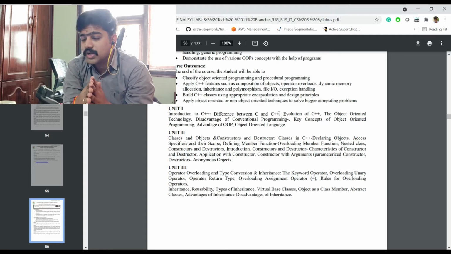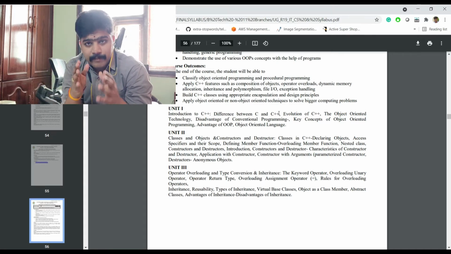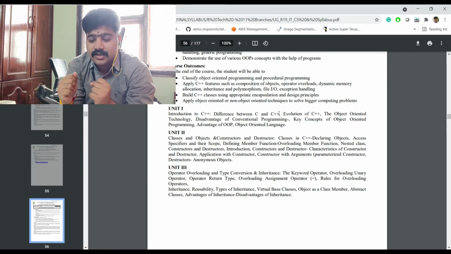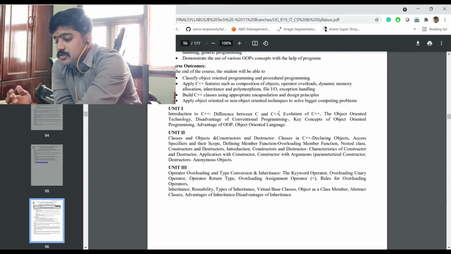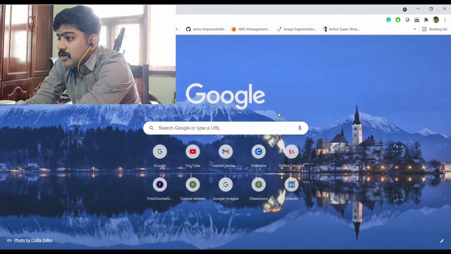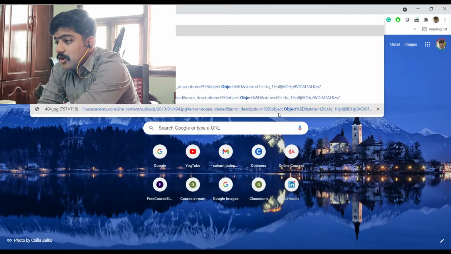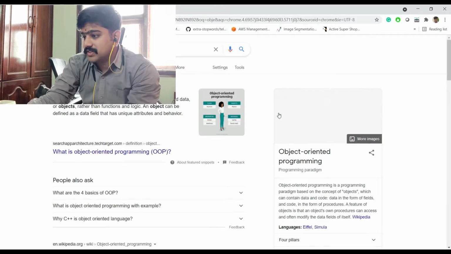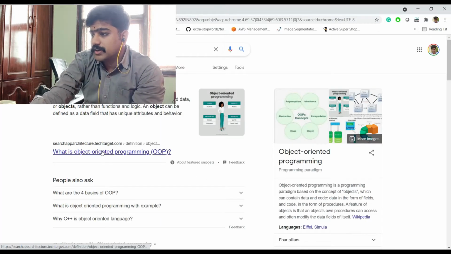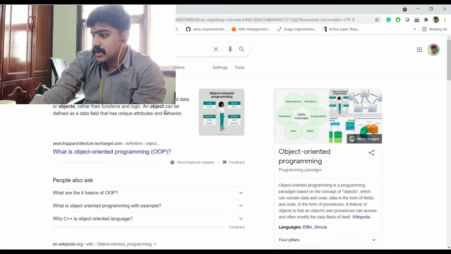Next, object-oriented programming technology. Here comes the major part of the syllabus, object-oriented technology. Let's check in Google what it says about object-oriented programming, so that you can understand the difference between object-oriented and object-based programming languages. So what is object-oriented programming? OOPS is a computer programming model that organizes software design around data or objects rather than functions and logic.